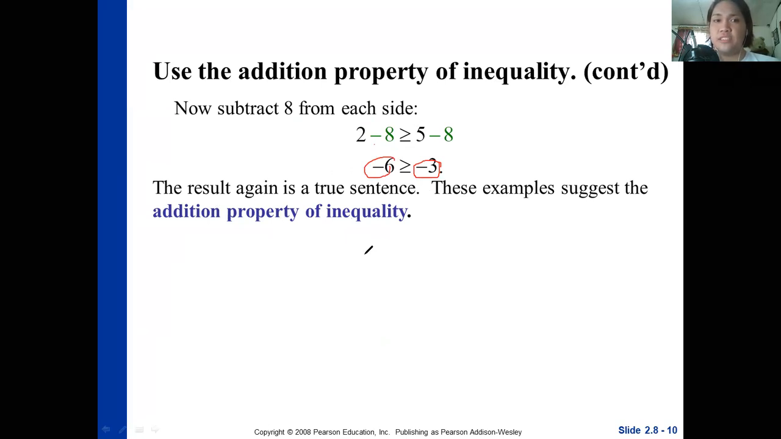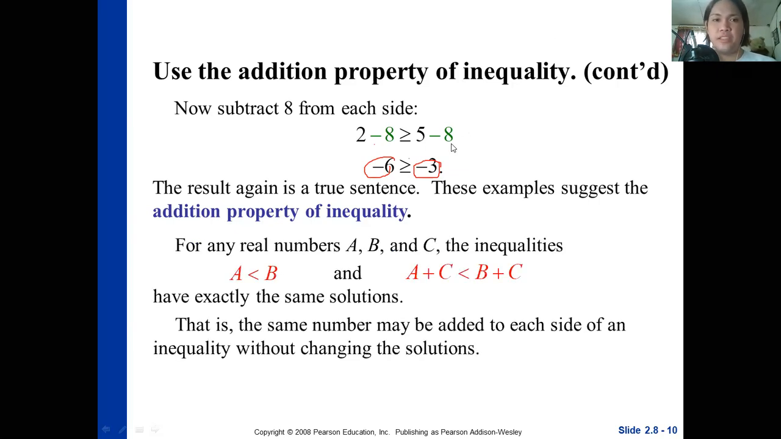These examples suggest the addition property of inequality. I don't think that it's equal, right? What I mean is negative 6 is greater than or equal to negative 3, because negative 3 is greater than or equal to negative 6. I want you to correct this one, okay? So again, another problem in the PowerPoint presentation.